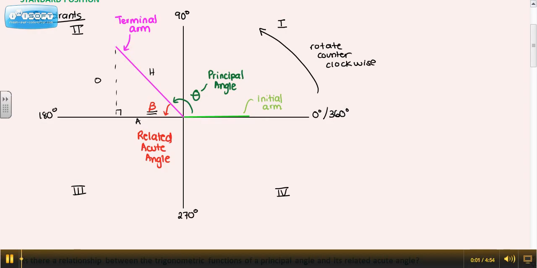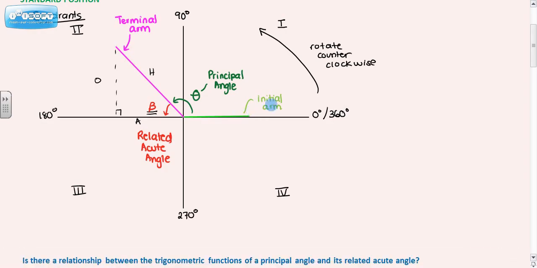Hello class, today we continue learning to draw angles in standard position. Last time we learned to draw an initial arm that's always on the 0 degrees axis. Then there's the principal angle that we're concerned about, which is formed with the terminal arm, shown in purple here. And then there's the other angle, beta, our related acute angle, which is always drawn from the terminal arm to the x-axis, whether that's the 180 degrees axis or the 0 degrees axis.